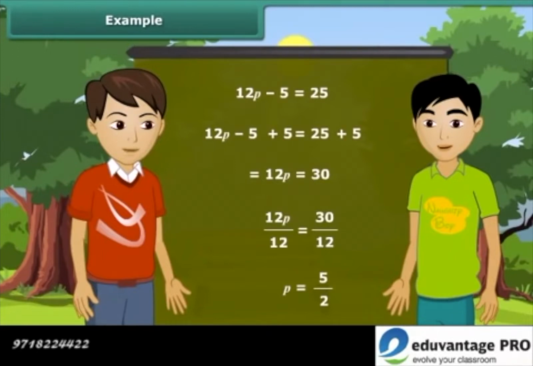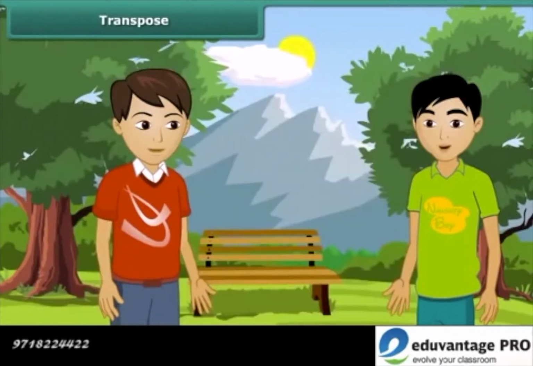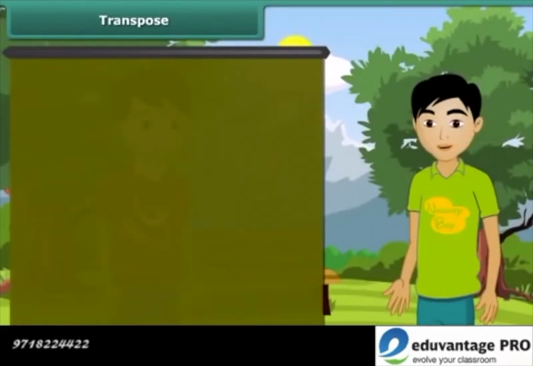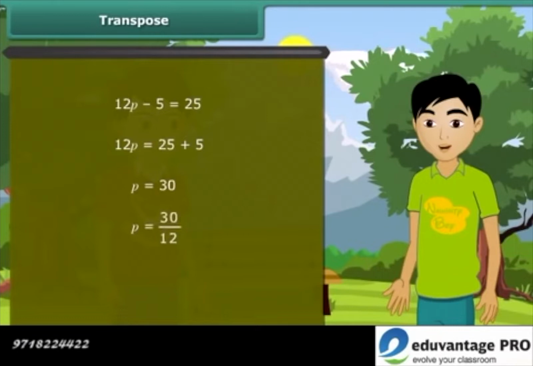Very good. Do you know that we can solve these problems by transposing also? What is transposing? Come, I'll explain you. Transposing means changing side. For example, in this example, we have changed the side of 5. And when we transpose any number, we change its sign. Plus becomes minus. Multiplication becomes division. And now by transposing 12, p becomes 30 divided by 12, which is equal to 5 upon 2.